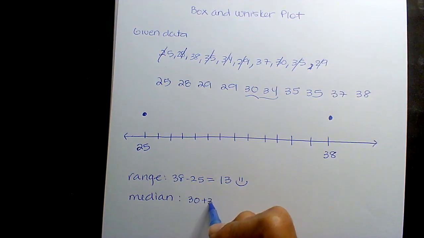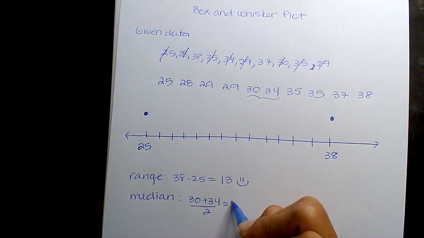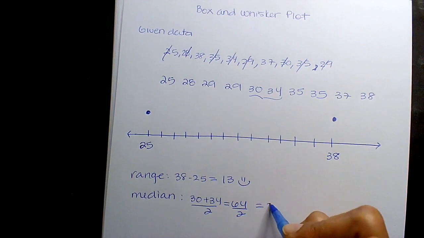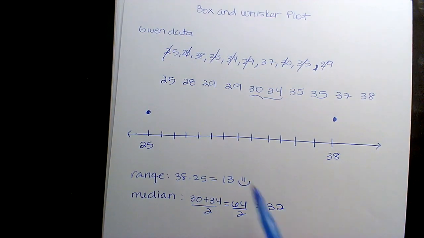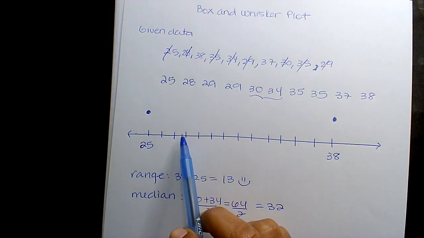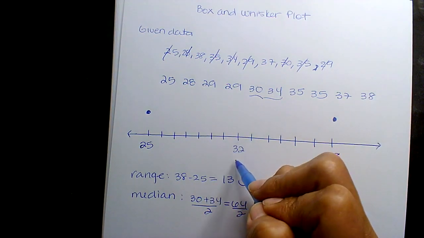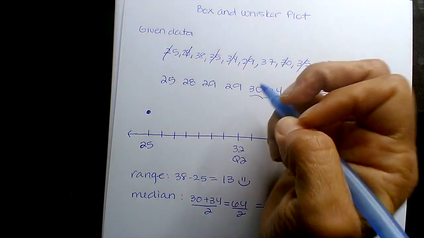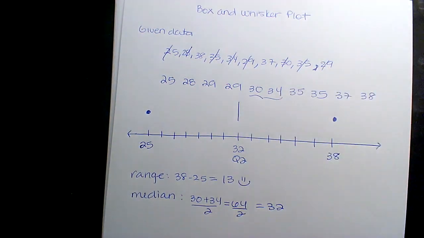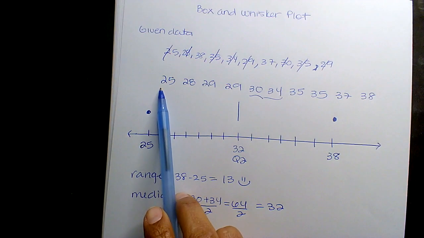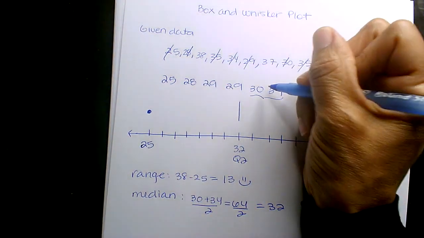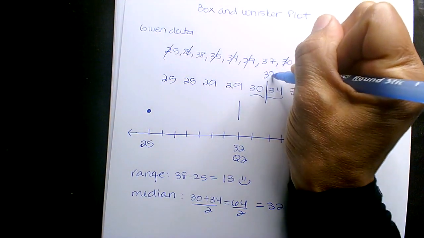What's 30 plus 34 divided by 2? What's 64 divided by 2? 32. And so 26, 27, 28, 29, 30, 31, 32. This is considered quartile 2. We're going to put a line there. So here's my median, 32.